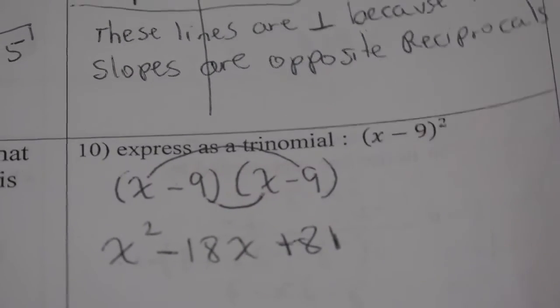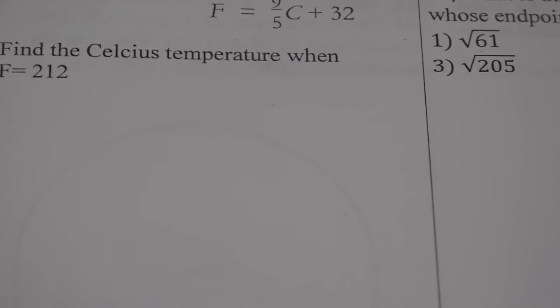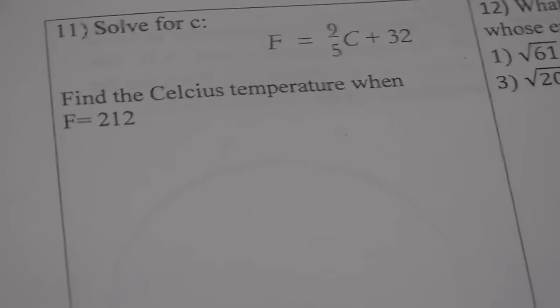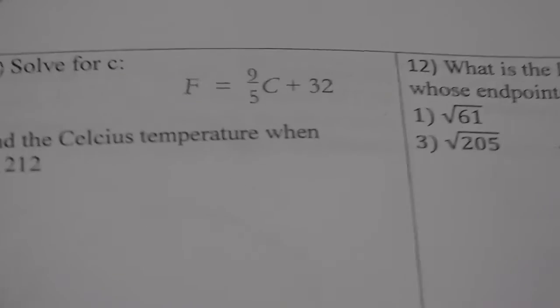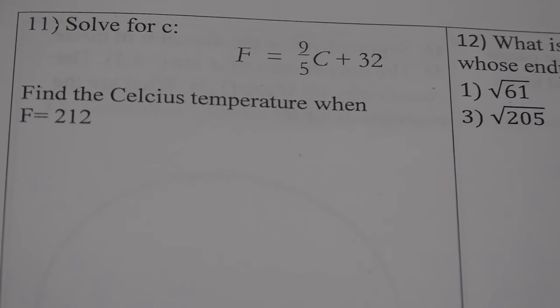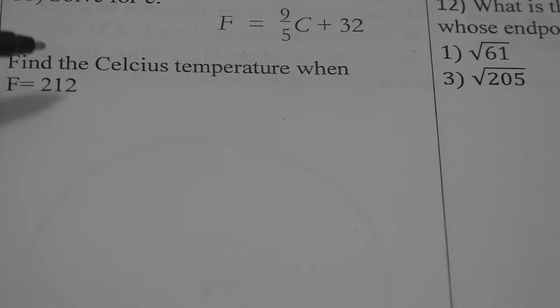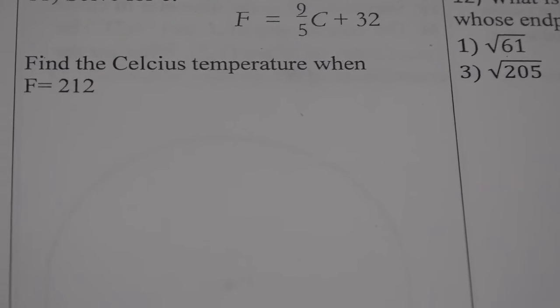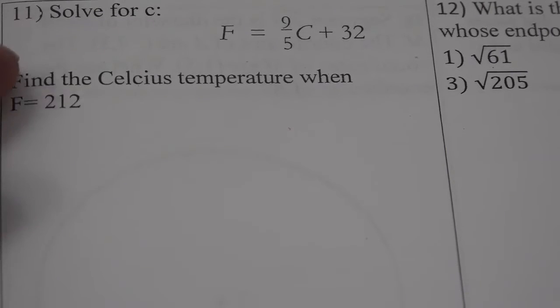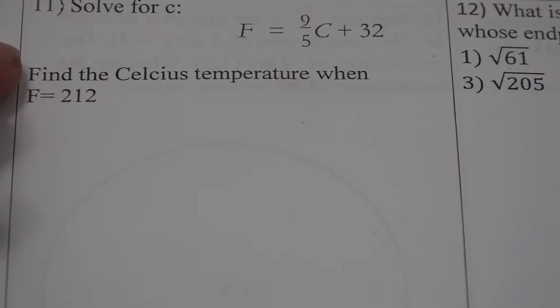So let's see. All right, question number 11. Let's see. Oh gosh, I gotta move this. So solve for C. So I'm supposed to solve this equation for C, and then I'm supposed to find the Celsius temperature when the Fahrenheit temperature is 212. Perfect. So what we're going to do is we're going to solve for C.